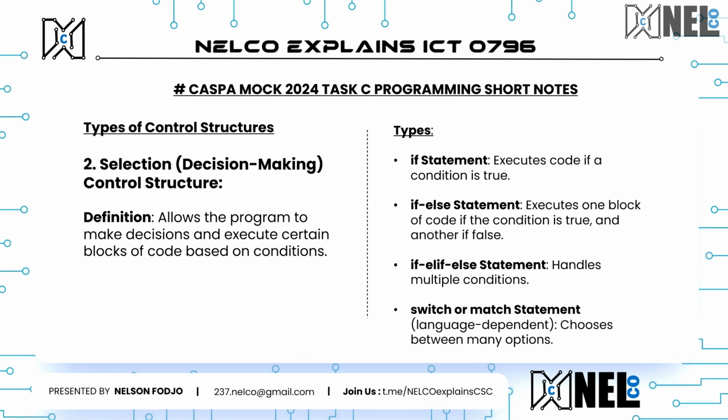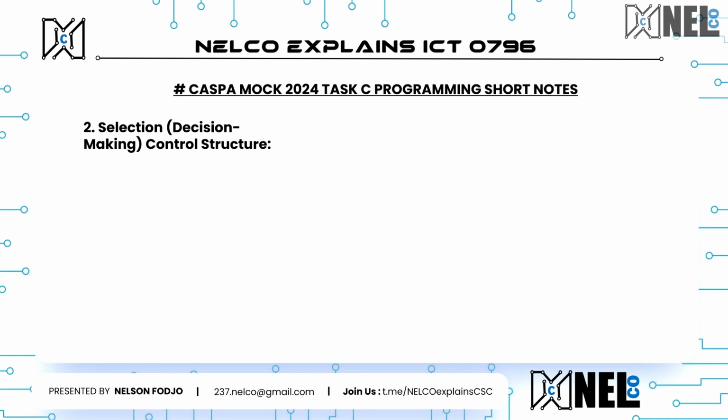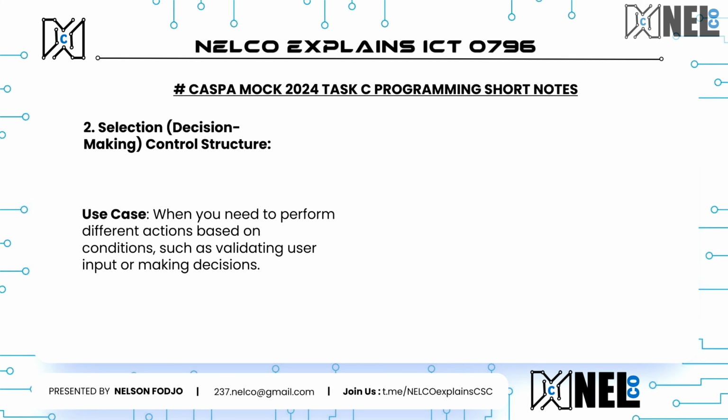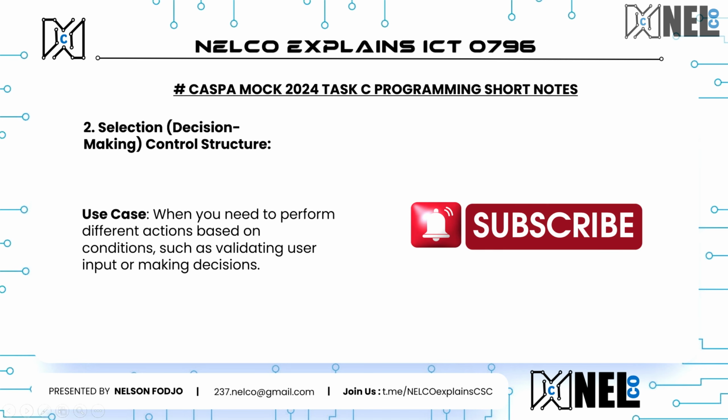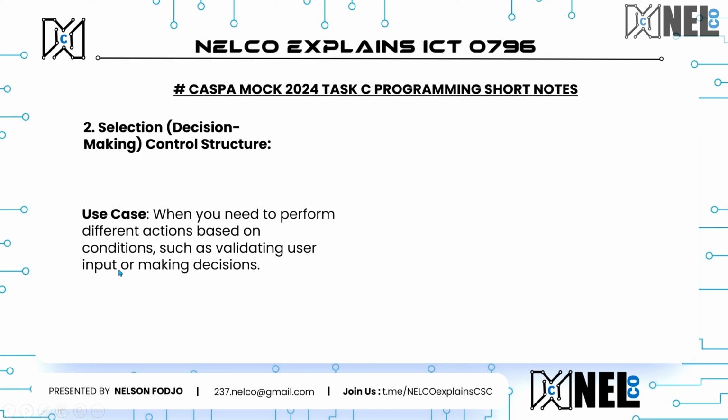Alright, another type of selection control structure that you might see in algorithms is a switch or the match statement. It's usually language dependent, meaning in any language it has its format, which chooses between many options. Now on the selection or decision-making control structure, let's look at the use case. It is when you need to perform different actions based on conditions, such as validating user input or making decisions.